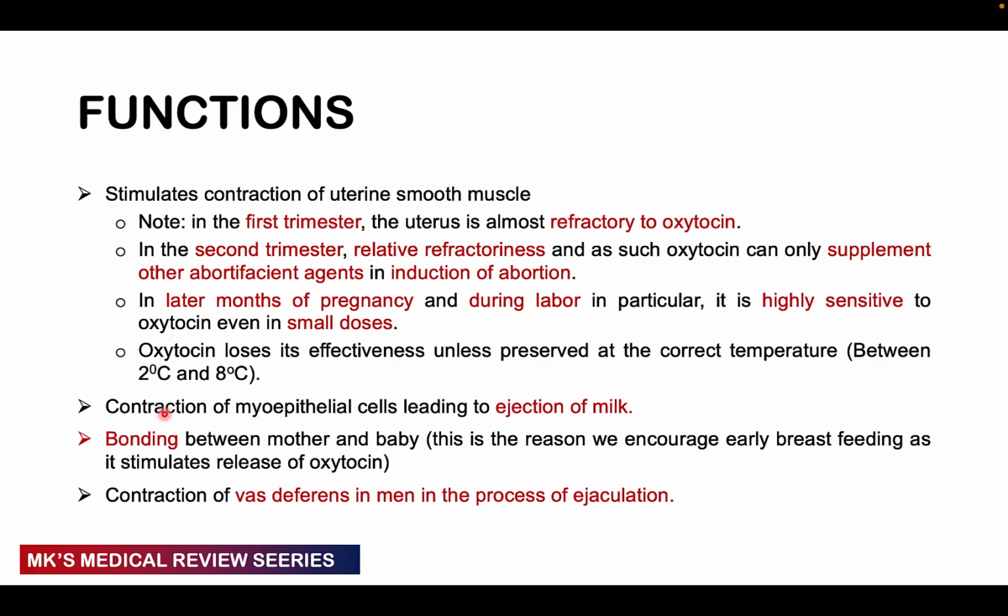Another function of oxytocin is that it causes contraction of the myoepithelial cells, and this is going to lead to ejection of milk. It also causes bonding between the mother and the baby, and this is one of the reasons why we encourage women to start breastfeeding early, as this stimulates the release of oxytocin. Remember, it also functions in the contractions of the vas deferens in men during ejaculation.